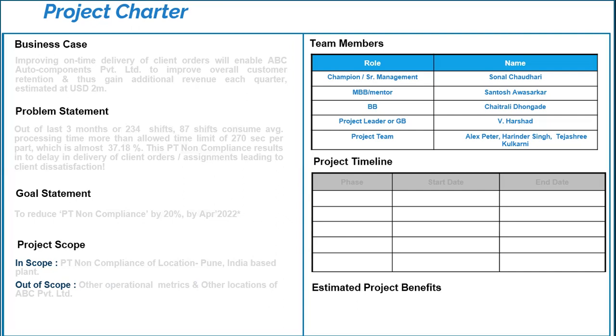So this is about your team members, and this is one of the most important elements of the project charter: team members who are going to be involved in this project for the next 2 to 3 or 4 months during deployment of this Six Sigma project. So let's go to the next slide.